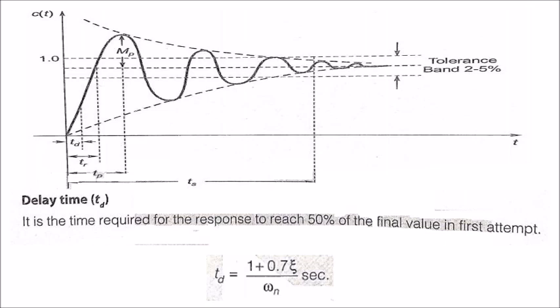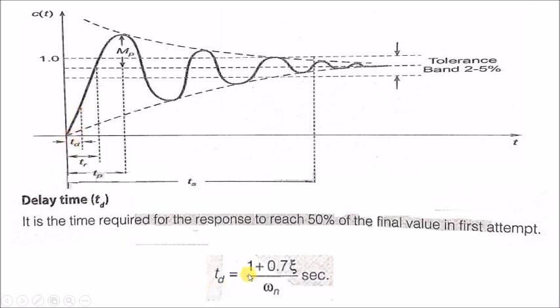So I have told you what delay time is. Delay time is the time required for the response to reach 50% of its final value for the first attempt. So this is the first attempt, this is the second attempt, third attempt, fourth attempt, likewise. So in the first attempt we are getting the required value. So for the first attempt, what we get in that time divided by 2, it means 50% of the first attempt. This is called delay time.